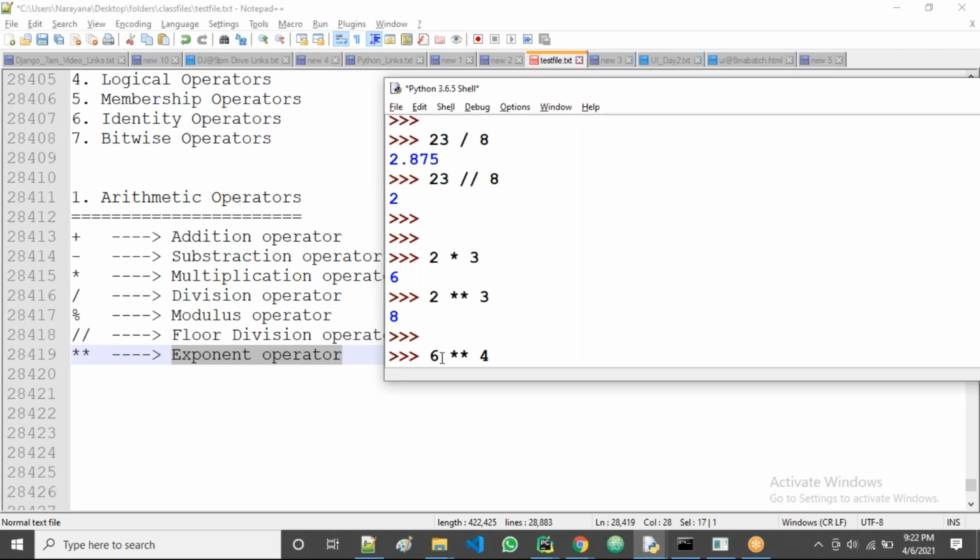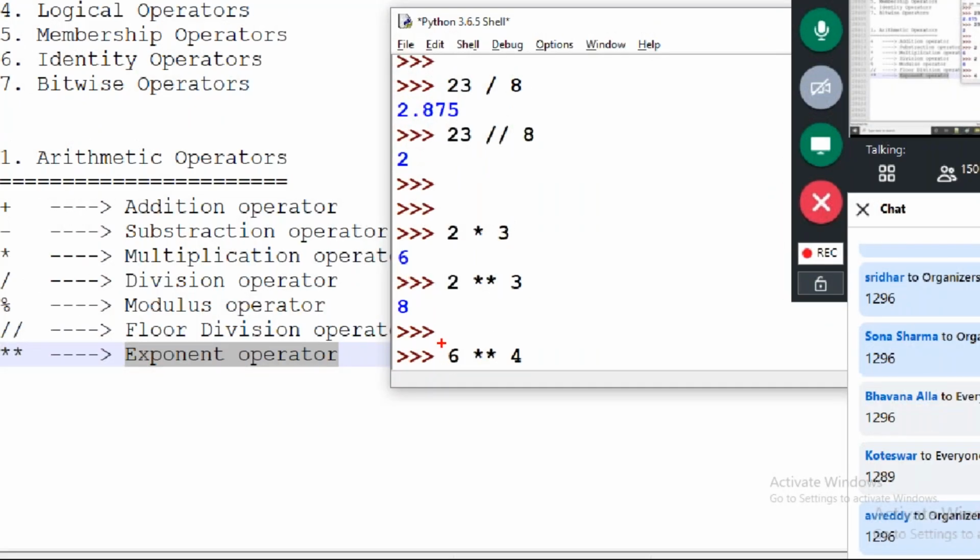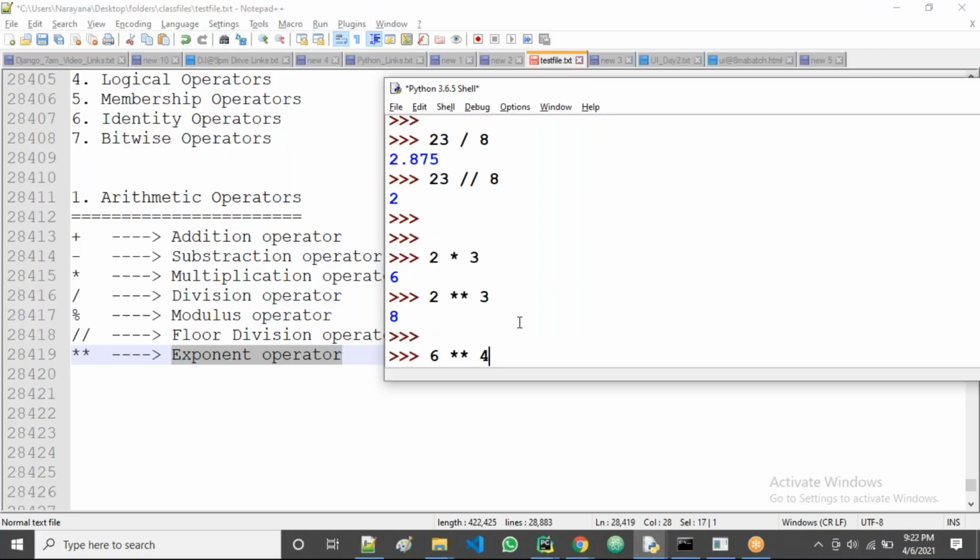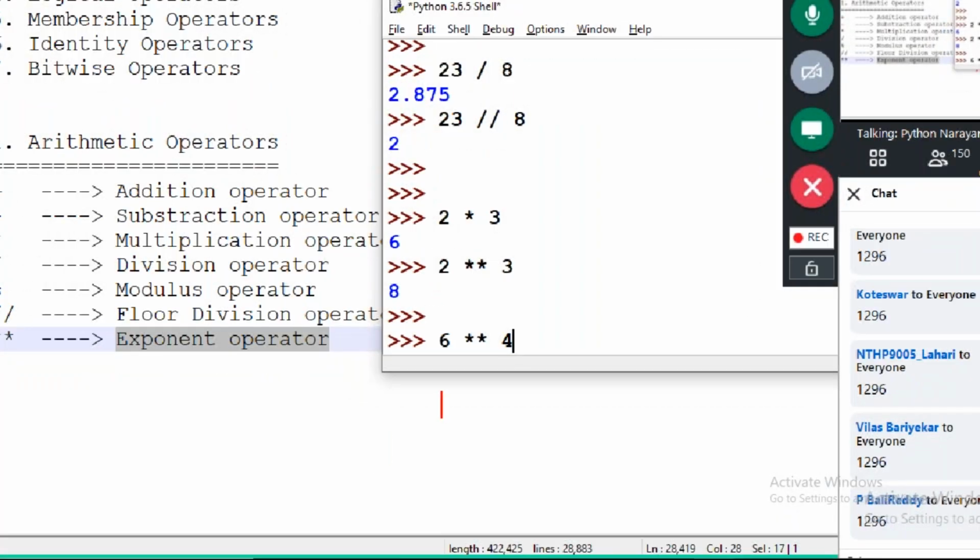So what will happen here? The 6 will multiply 4 times. 6 into 6 into 6 into 6, like this. So the 6 will multiply how many times now? 4 times, guys. Now you can multiply this one. The output will be 1296, guys.